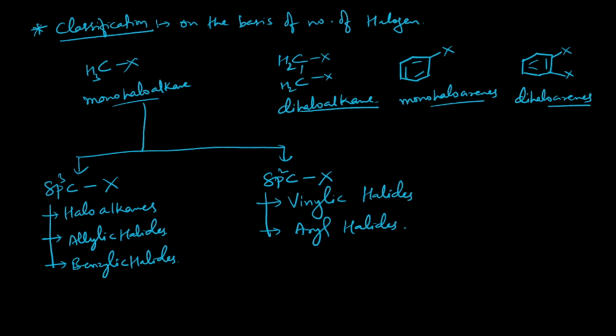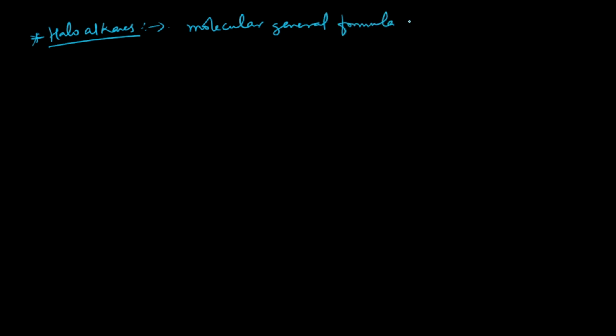The five things we will discuss. First we'll take up the haloalkanes. So the first one is haloalkane. For haloalkanes, what is the molecular general formula? It is represented as CnH2n+1X. X can be anything: fluorine, chlorine, bromine, or iodine.